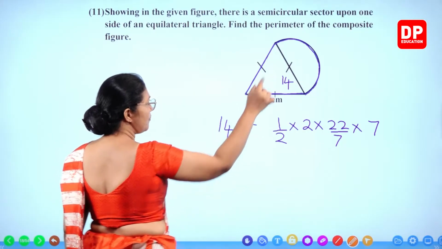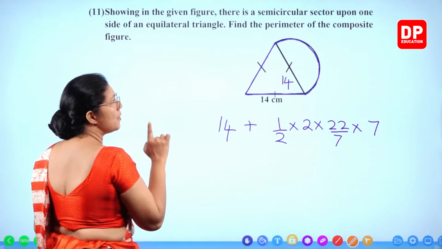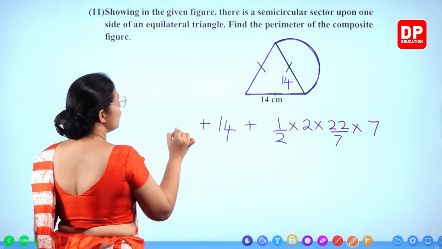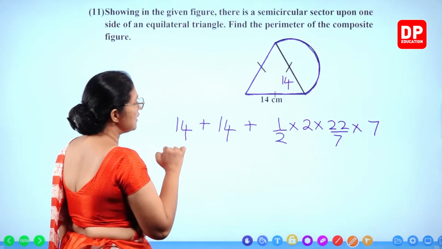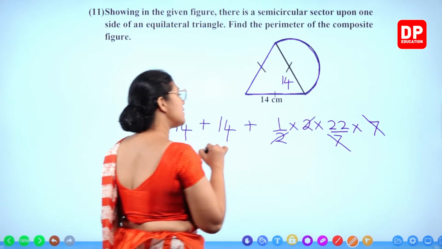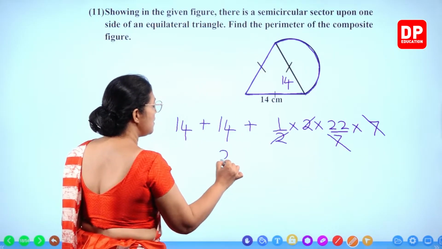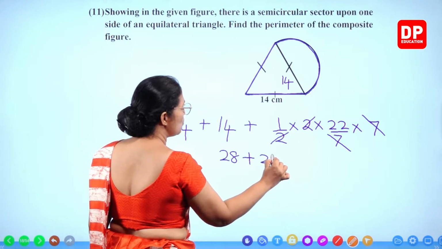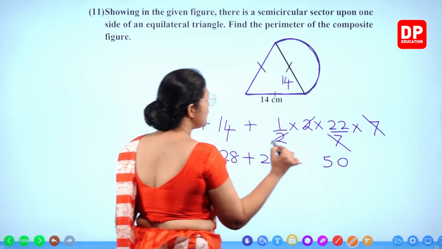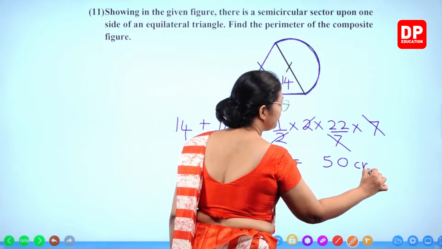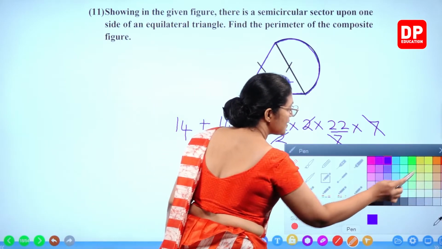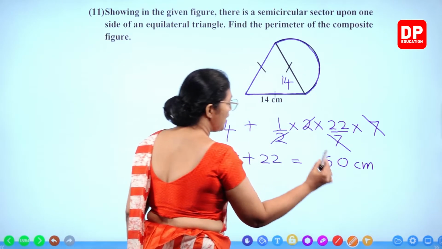Don't add the inside length, because perimeter means we are only taking the outer length. So 14 and 14. Now simplify this part. 2 and 2 get cancelled out. 7 and 7 cancel out. And 14 and 14, 28, plus 22, you get 50 centimeters. Yeah, 50 centimeters is the answer. So you get 2 marks for that.